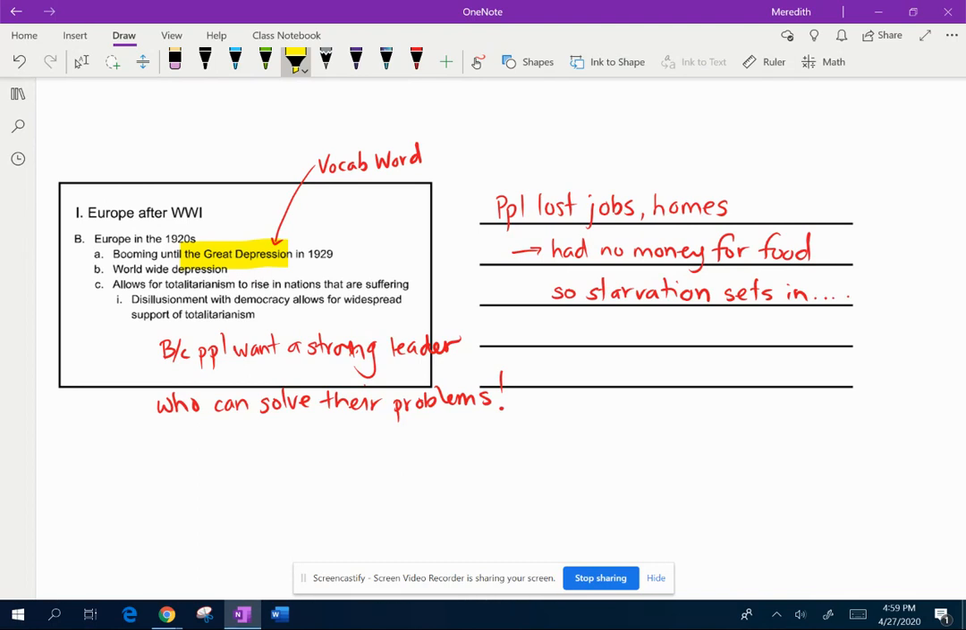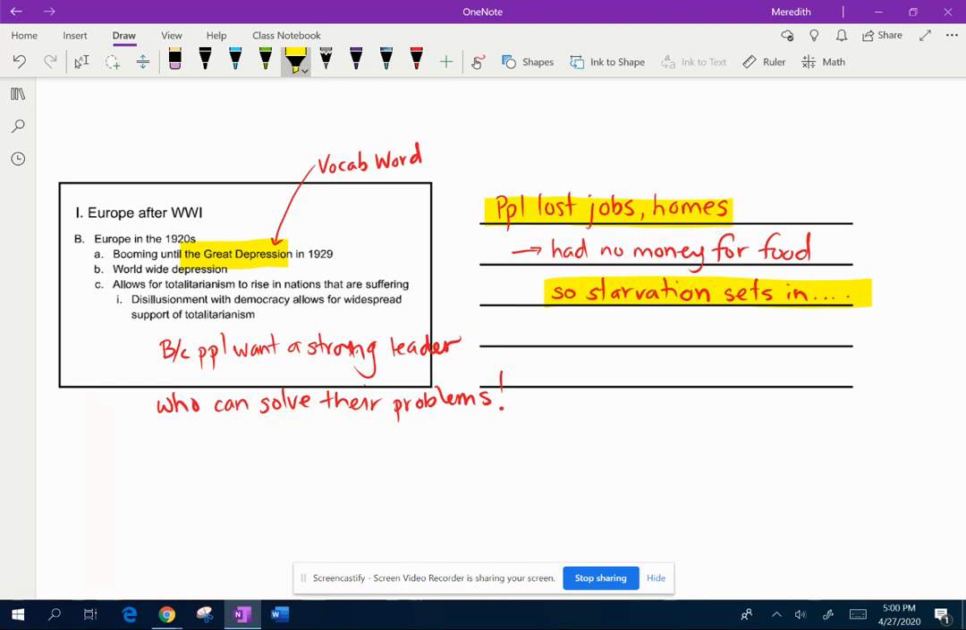And during the Great Depression, I've got a very brief explanation over here. People lost their jobs because people just lost their jobs. That led people to losing their homes. And then on top of it, people had no money for food. So we all know that starvation is going to set in. Women are going to get unhappy, things like that.